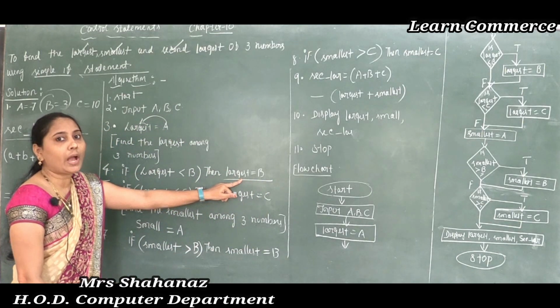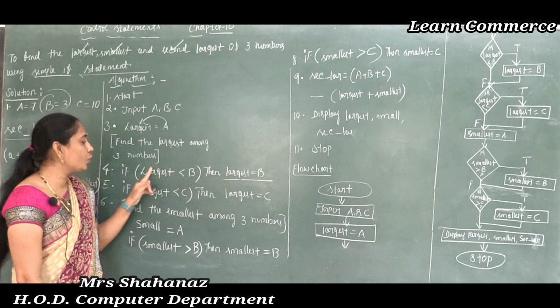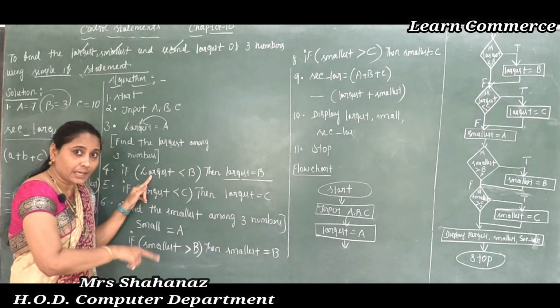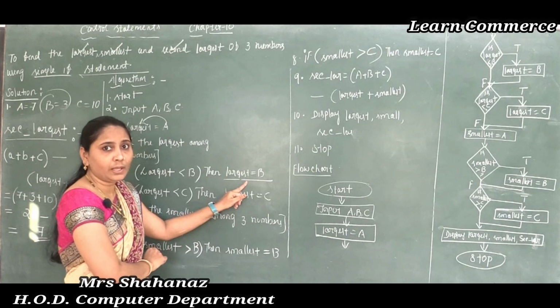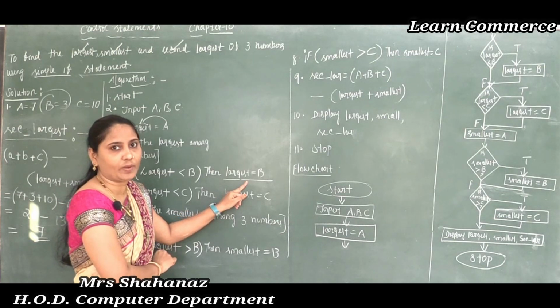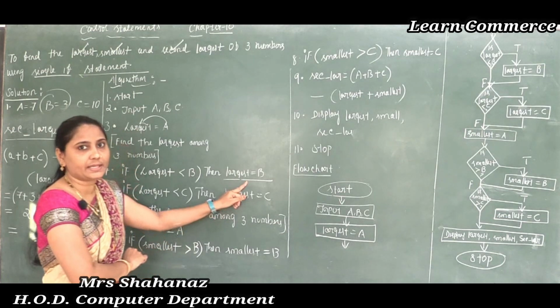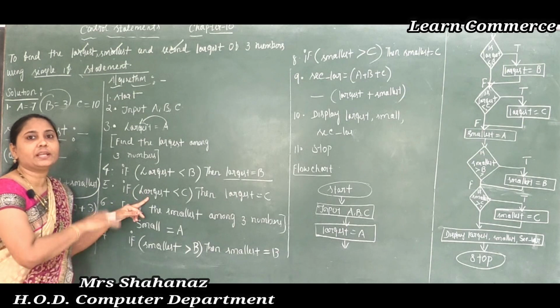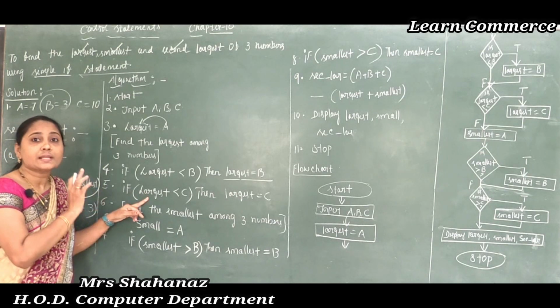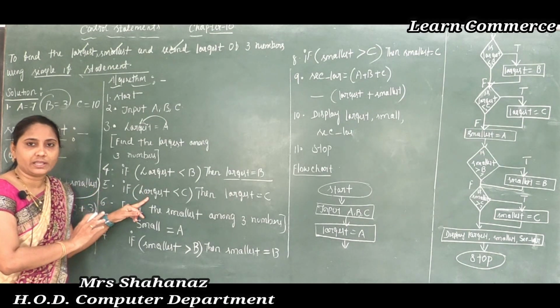You have to imagine it yourself. So if A value is less than B, then the largest value is equal to B here. We can say that now the largest value is equal to B in this case. But if the condition is not true here, then sure we are going to check the next number, that is the C number.